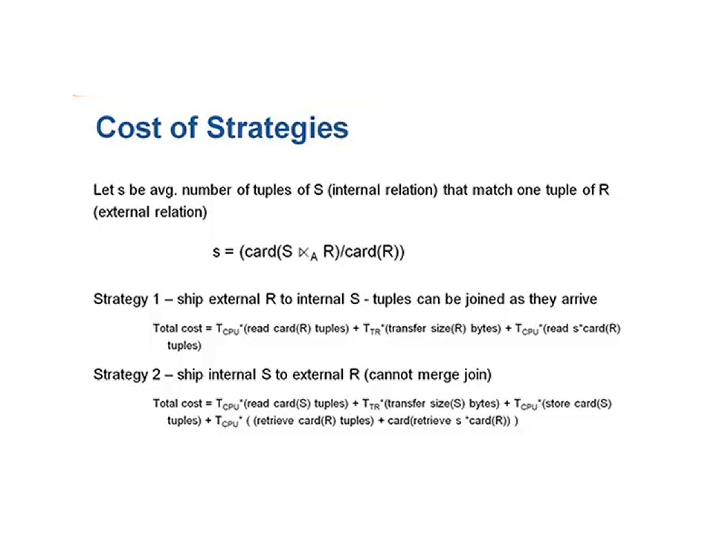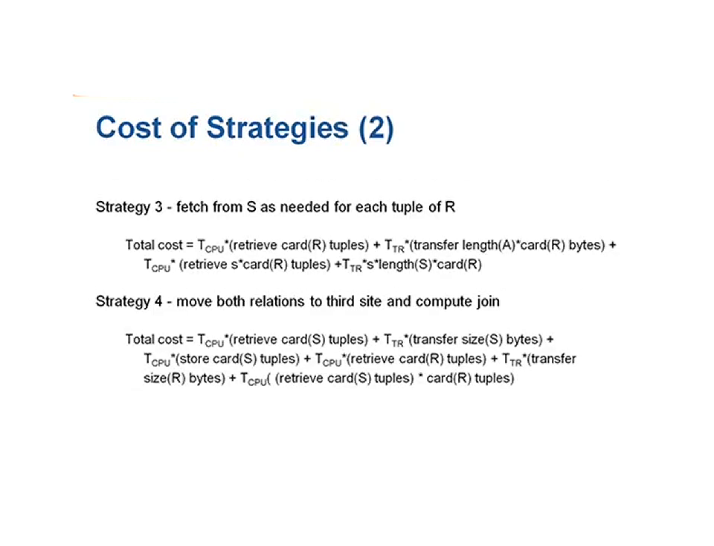Now, this is shipping entire tables from one site to another. But remember that System R also uses the fetch as needed strategy. So the cost of fetch as needed is the following. If we fetch from table S as needed for each tuple of R, the total cost is reading each row of R, which is retrieving the card R tuples and multiplying that by the cost of a CPU read, plus transferring those tuples and those columns that we need. So we transfer the columns that we need, which is length of A, times card R bytes. Those are the rows that we're reading.